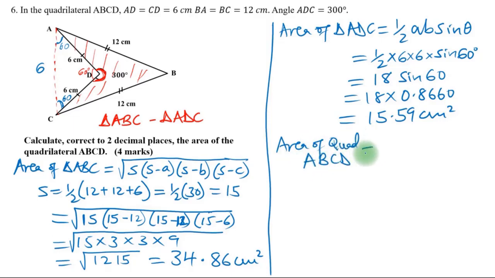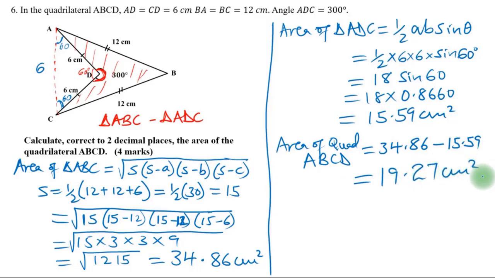Therefore, the area of quadrilateral ABCD will be the area of triangle ABC, which is 34.86, minus the area of triangle ADC, which is 15.59. We end up getting 19.27 centimeters squared, and that is the area of the quadrilateral, correct to 2 decimal places.